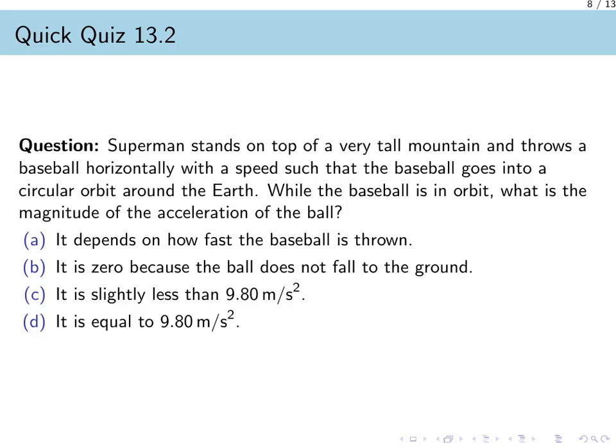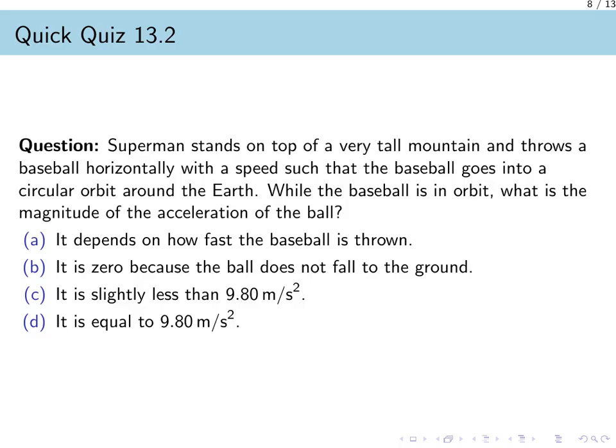First, remember that an object in orbit is constantly accelerating toward the center of the Earth. It is in a state of continuous freefall. The force causing this acceleration is the Earth's gravitational pull. From Newton's second law, this means the ball's acceleration is simply the local value of the freefall acceleration, g. We just learned that the value of g decreases as your distance from the center of the Earth increases.